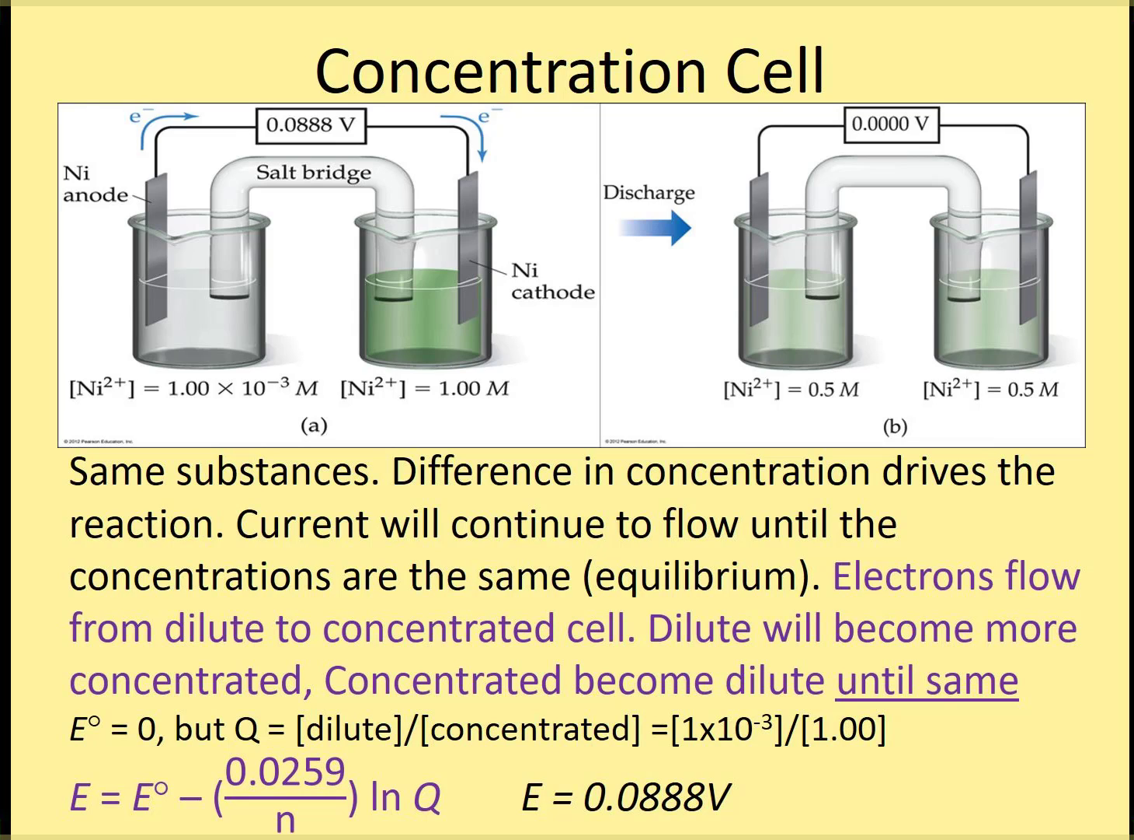If we plug in the concentrations of our dilute cell and also our concentrated cell, we're going to have the concentration of the dilute cell divided by the concentrated cell. We do see that we have a little bit of power that is generated from a situation such as this. So not a lot, but a little bit. And this will keep running until everything's at equilibrium, until the concentrations are the same on either anode or cathode.